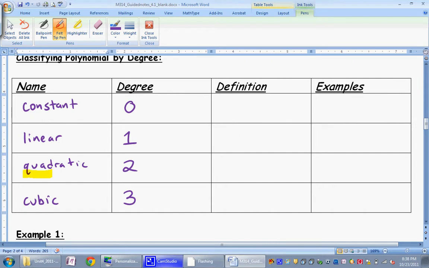So, a constant is just a number with degree 0. So it's just a number. An example would be 5, 11, 13. You get the idea. And the reason that it has the degree of 0, you could think about, say, 11 being 11 times x to the 0. Its degree is 0.